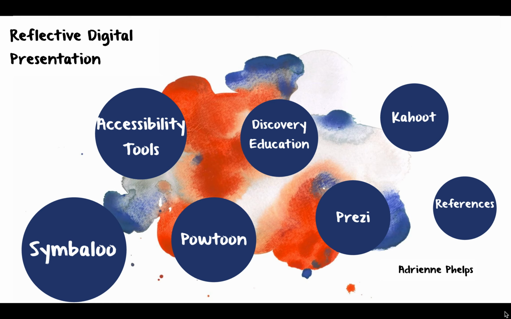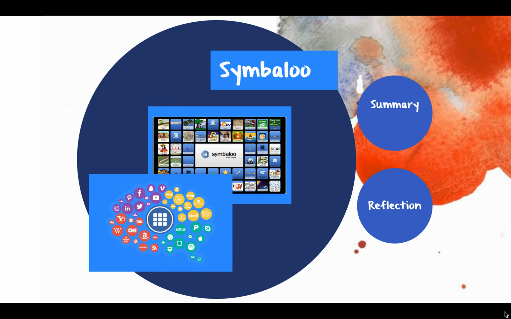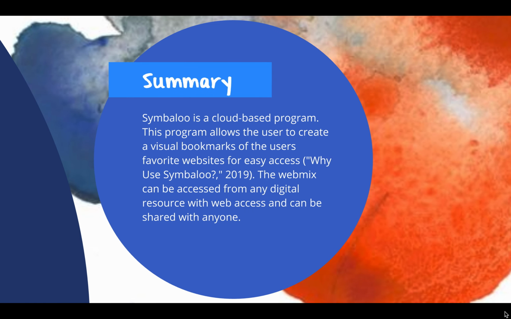First, I would like to focus on the program of Symbaloo. As you can see, Symbaloo is a tool that can be accessed through the internet. Now, Symbaloo is based in the cloud, so that means that you can access it from anywhere that you have internet access. As long as you have internet access, you can log into Symbaloo and use what is there.